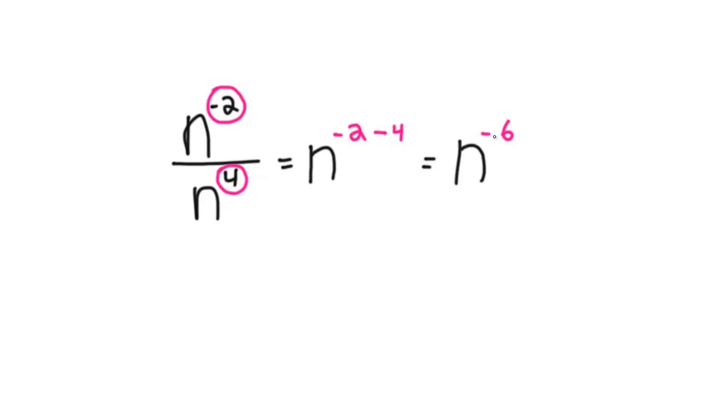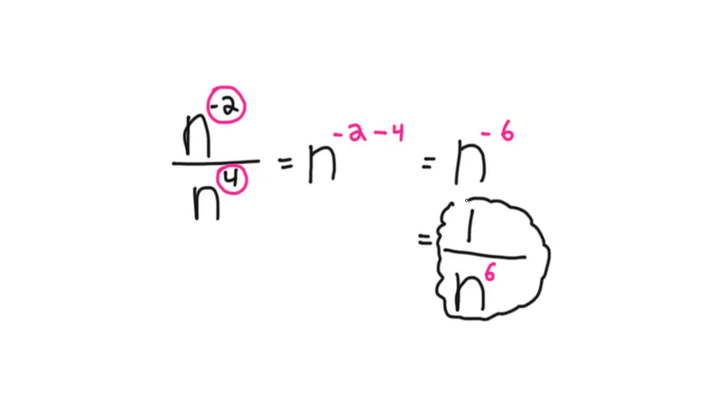Now we don't like the negative 6 as an exponent, so we'll reduce that. We'll put it under 1. So it'll be 1 over n to the 6th power. Alright, and now we're done. Final answer is 1 divided by n to the 6th power.